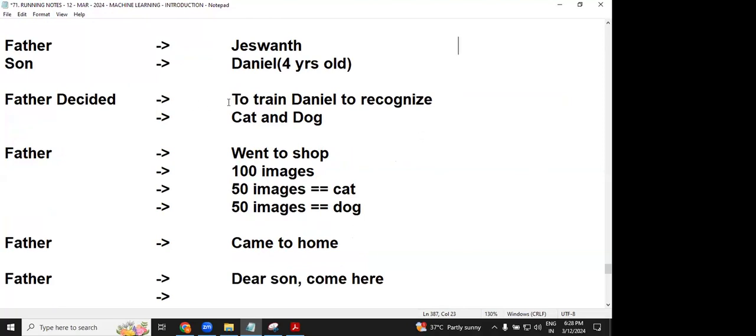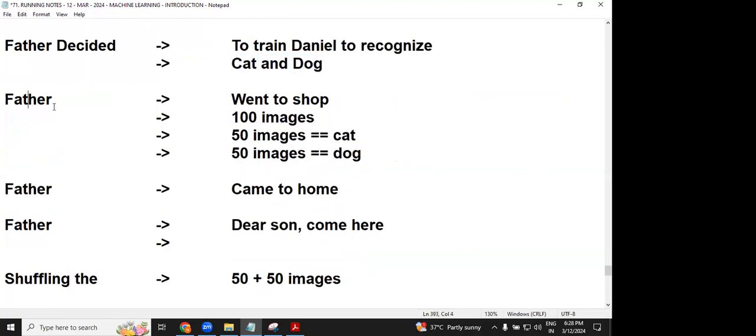My father decided to train me to recognize what exactly? Cat and dog. Very good. My father went to the shop, and he took how many images? I will tell you later why 100: because splitting is easy. Exactly 100 images he has taken. Out of 100 images, he wanted to train me equally with cat images and dog images, so he took 50 cat images and 50 dog images.